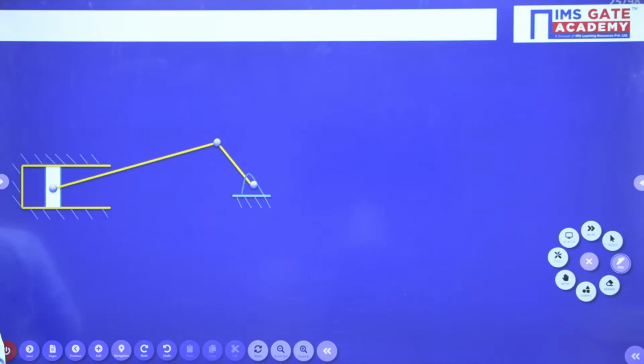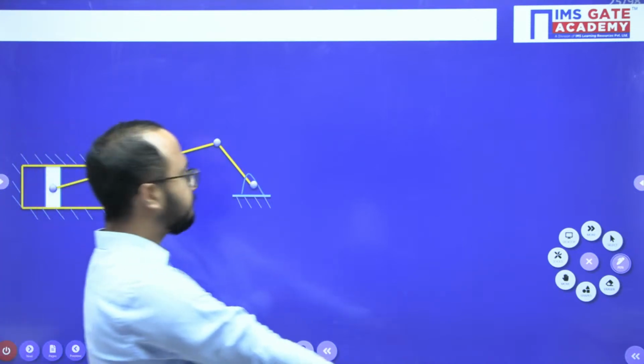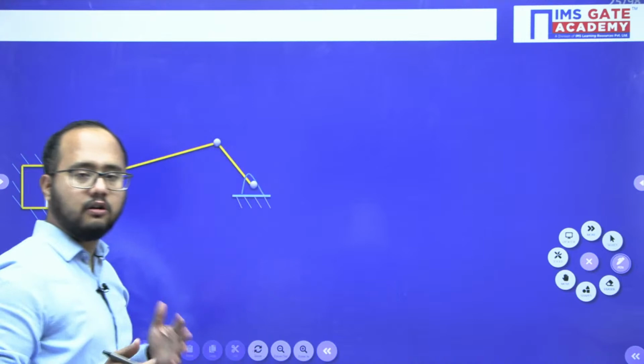Everyone please try and tell whether you are getting the correct velocity diagram or not. Now everyone should try on your copy also, right?